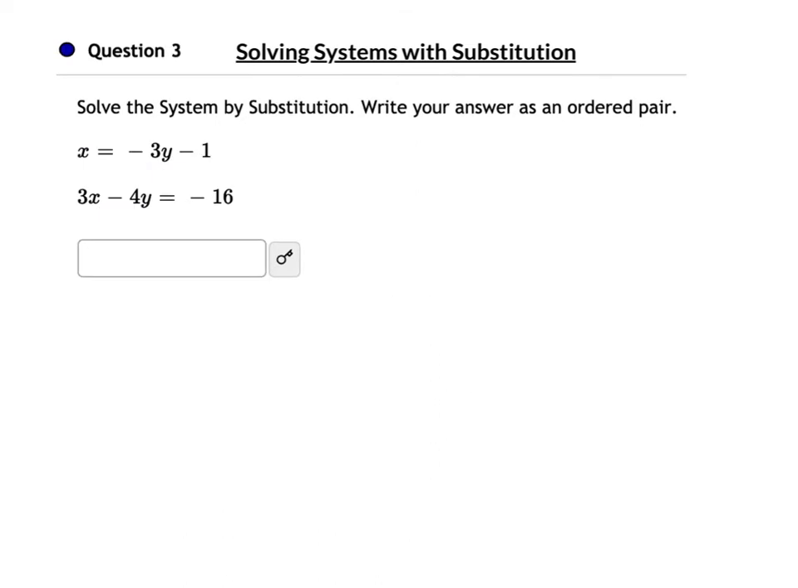Question 3. I'm not going to do every question on the assignment, but most of them. I think I did 10 out of 12. 12 is all you have here. This does take a little bit of time, but hang in there.